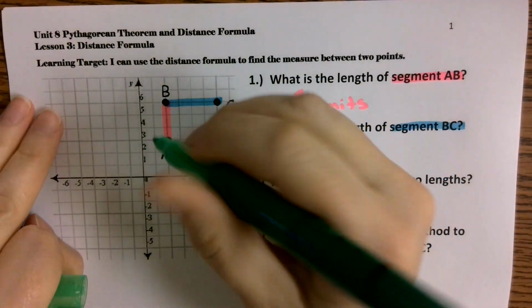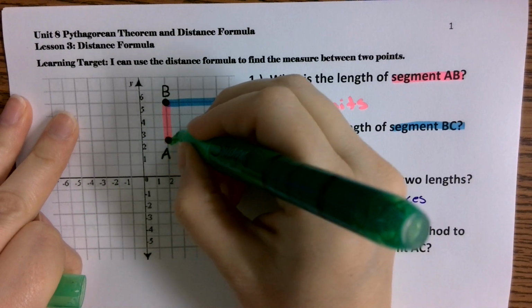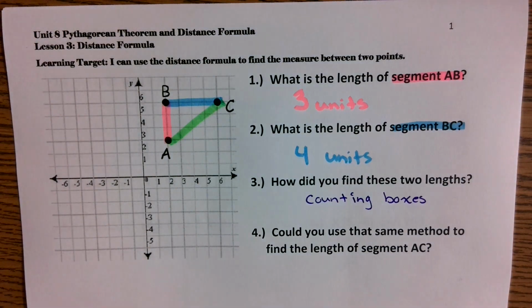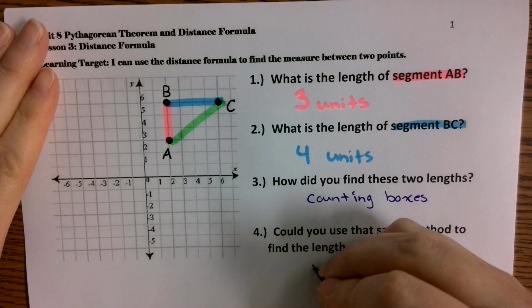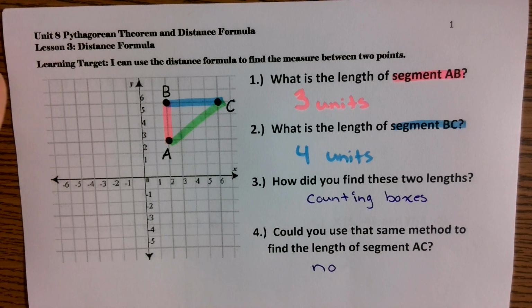All right, now, could you use that same method to be able to find the segment for AC? Are you able to count boxes to find the measurement between A and C? No, why not? Because it's at an angle, right? It's not going directly straight across a box, like it's not going side to side of a box or up and down from a box. It's actually cutting straight through the diagonal of a box. So no, you would not be able to use the same method in this situation.